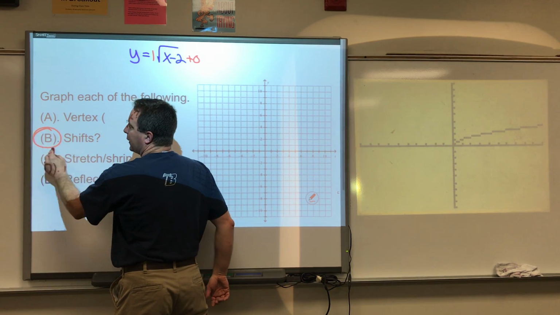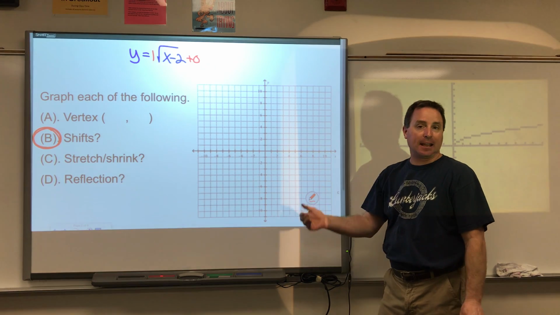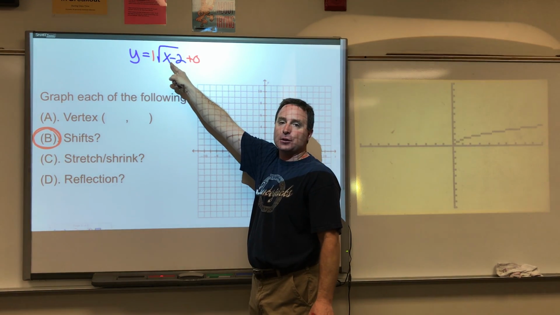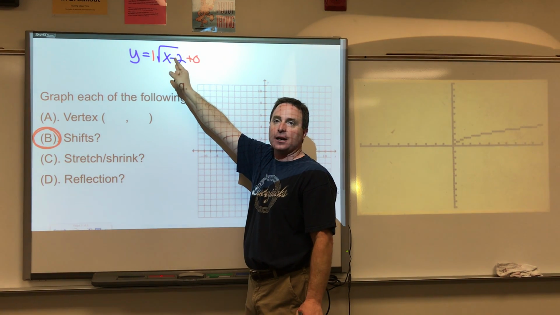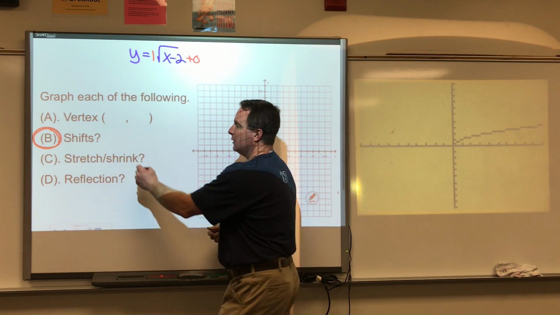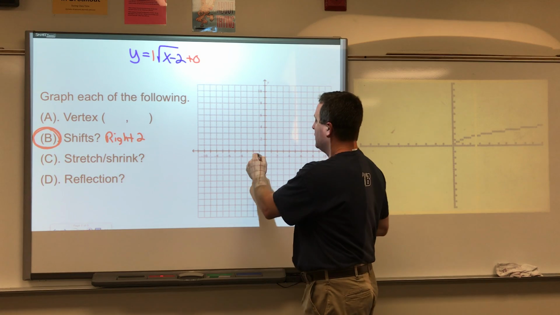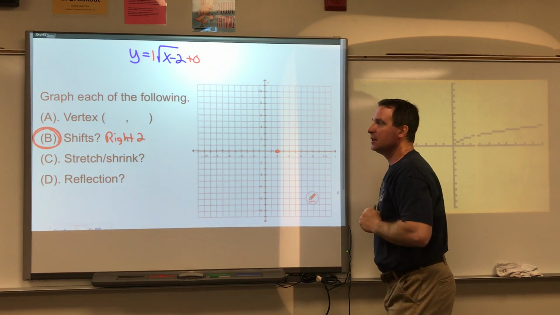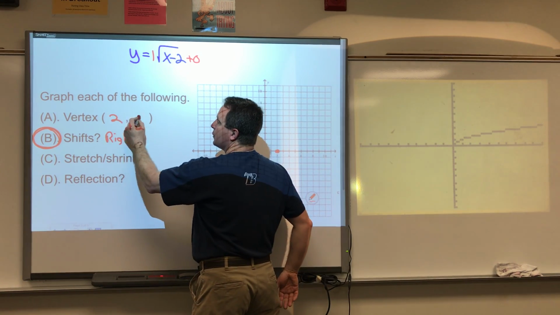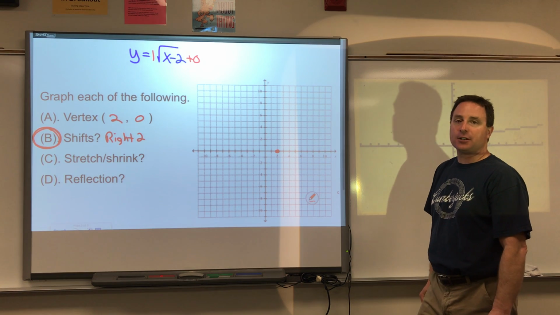I should have put this one first, but B is probably the best place to start. Did it get shifted anyway? Well, x minus 2, the h there is a negative 2, and we know that the h is the opposite of what it looks like. So it's going to go right 2 and then up 0. So it really just got shifted to the right 2 units. Right 2, up 0. There's the vertex right there. And by drawing it on the graph, we just labeled the vertex: 2, 0.